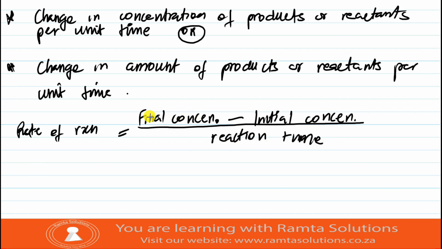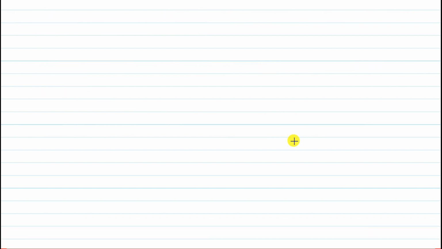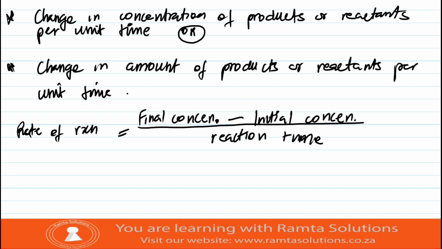In the same way, you can use final number amount of substance, which is final number of moles minus initial number of moles, right? So you can say final number of moles minus initial number of moles all over reaction time.